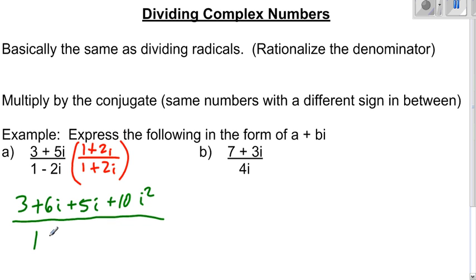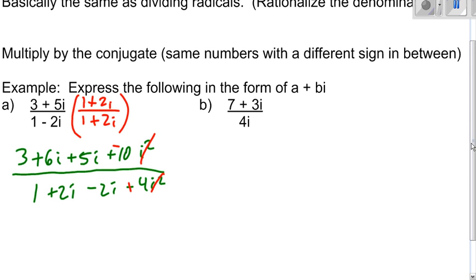1 times 2i is 2i. Negative 2i times 1 is negative 2i. And negative times positive is negative 4i squared. So the same thing as before, i squared, I cross it out and change the sign. So then we combine like terms. 3 minus 10 is negative 7. 6i and 5i is 11i.